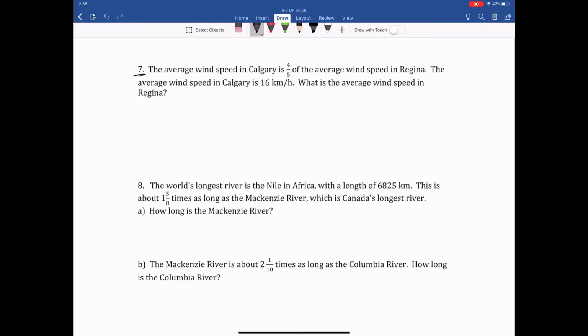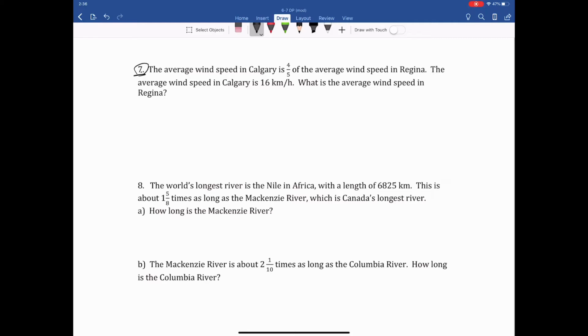So for the first one, I don't know if you have the same number in your sheet, but it's: the average wind speed in Calgary is 4/5 of the average wind speed in Regina. The average wind speed in Calgary is 16 kilometers per hour. What is the average wind speed in Regina?